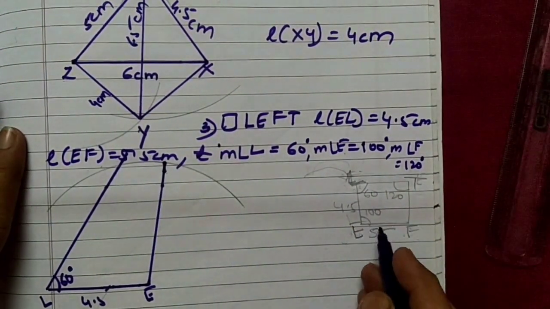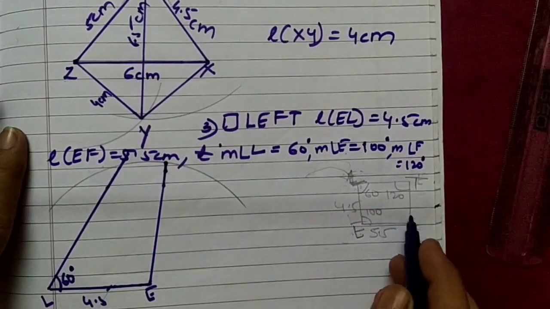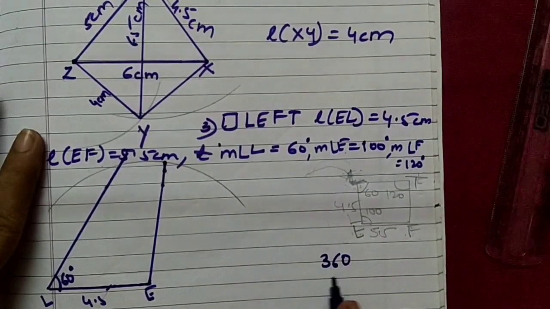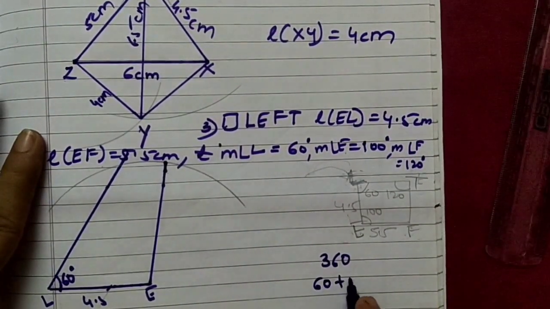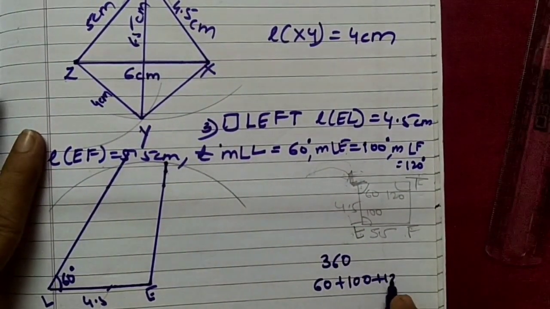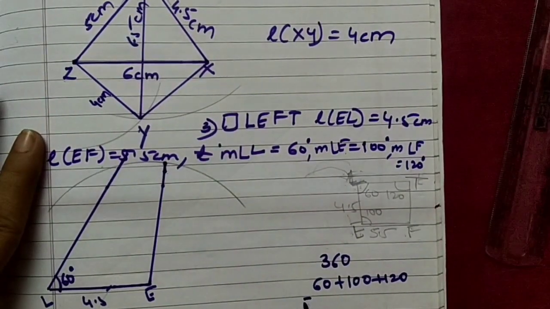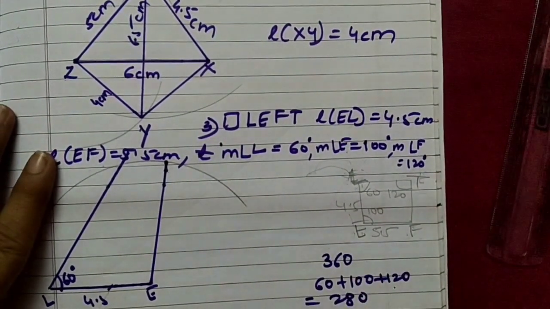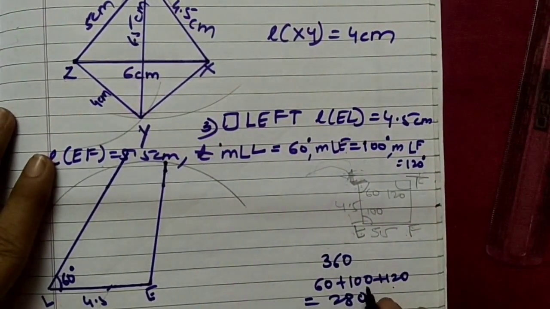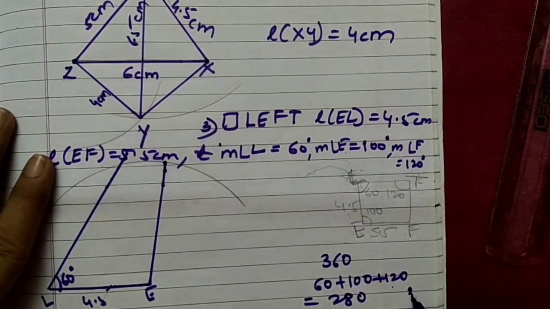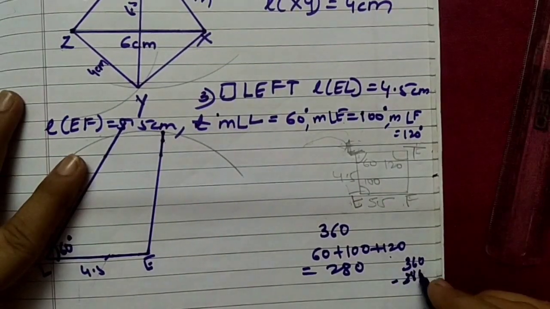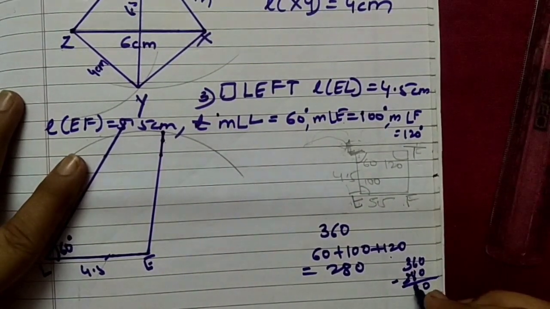So what I will do now, there is one other way to do this sum: the sum of all the measures of a quadrilateral is 360 total. So 60 plus 100 plus 120. So that is how much? 100, 220, 280. How much is remaining now? 360 minus 280 will give me how much? That will be 80 degrees.